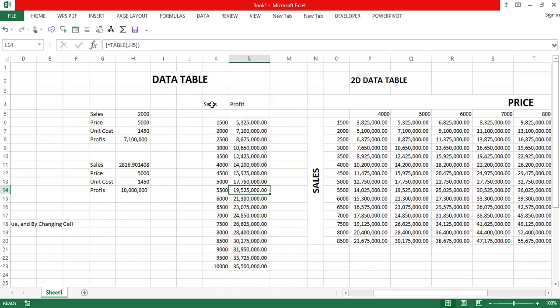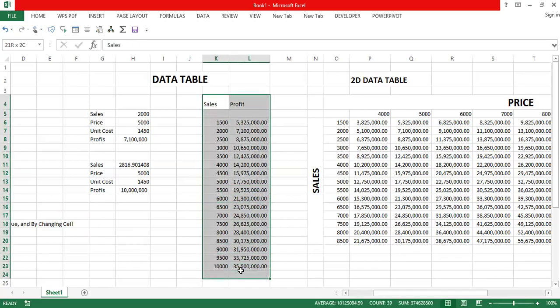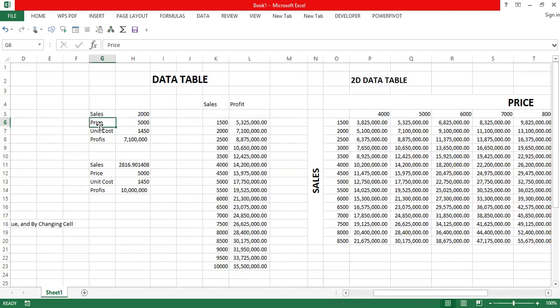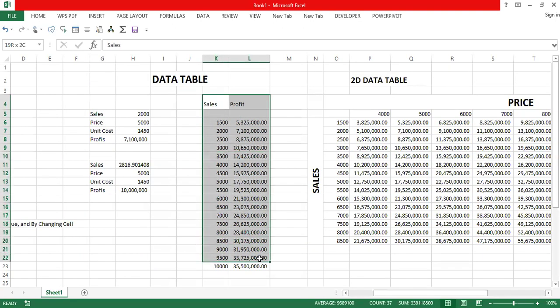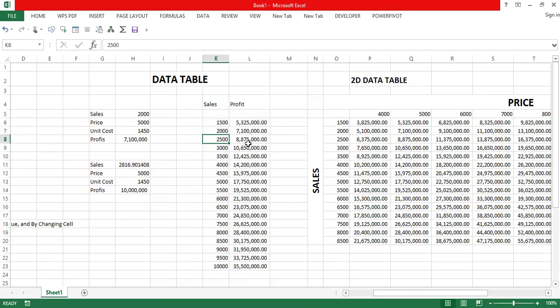Profits being the sales, you're now wondering what else it could be. The constant should be the price. Yes, price and what? 5,000. And unit cost. Yes, price and unit cost. In this computation, sales and profit are changing, but the price and unit cost remain constant.